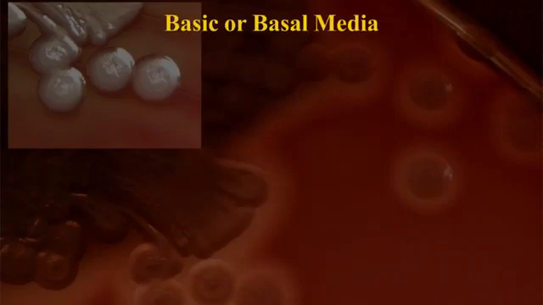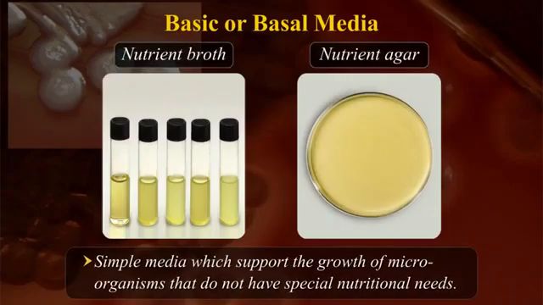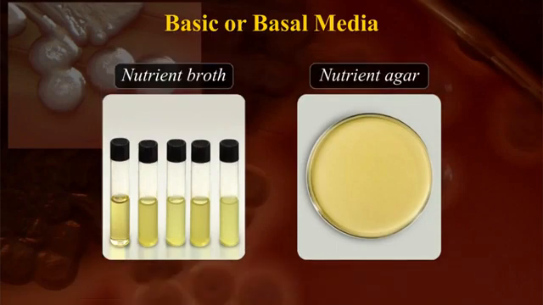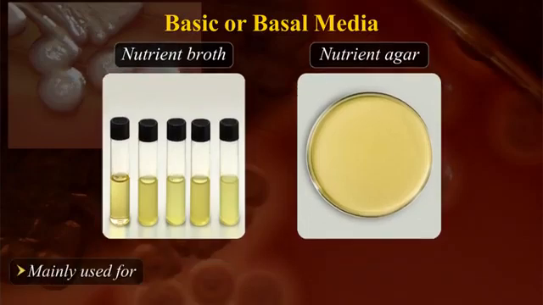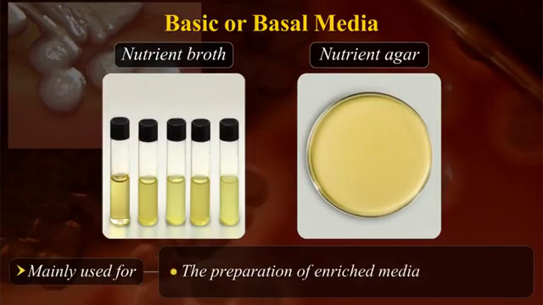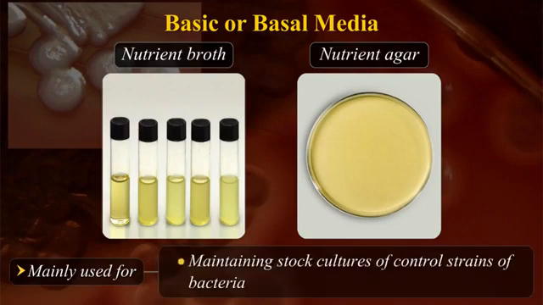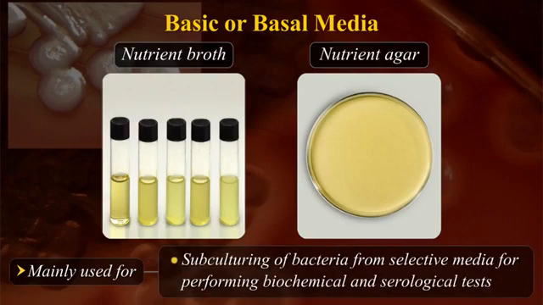Basic or basal media. These are simple media which support the growth of microorganisms that do not have special nutritional needs. Examples are nutrient broth and nutrient agar. These are mainly used for the preparation of enriched media, for maintaining stock cultures of control strains of bacteria, and for subculturing of bacteria from selective media for performing biochemical and serological tests.